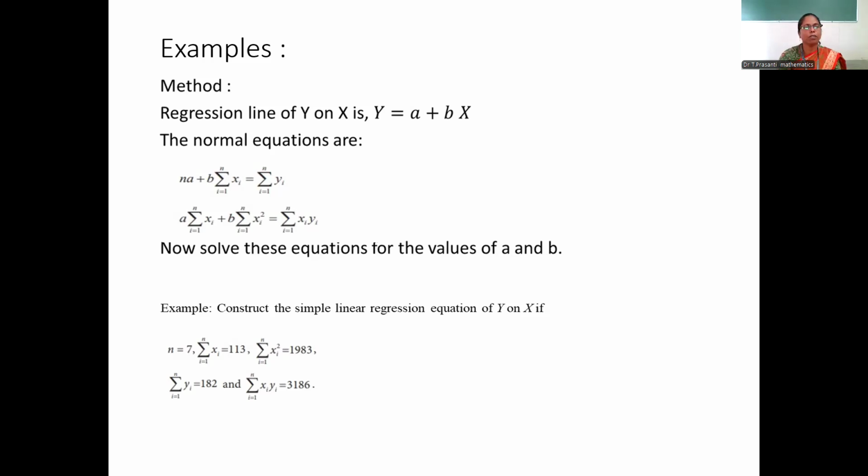Here, considering a small example, I just wrote the values directly without giving the table of values. So n is equal to 7. Seven values are there in the x series and also seven values in the y series. Summation x is 113. Summation x square is 1983. Summation y is 182. And summation xy is 3186. We need only the summation x, summation y, summation x square and summation xy values, so the required values are considered.